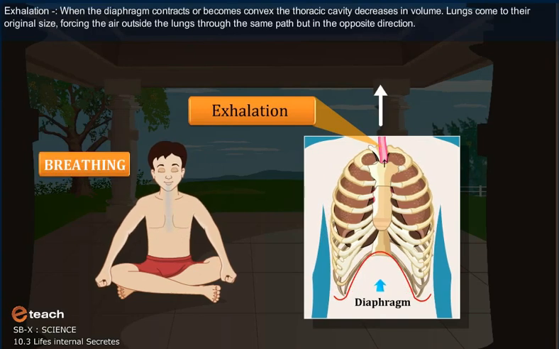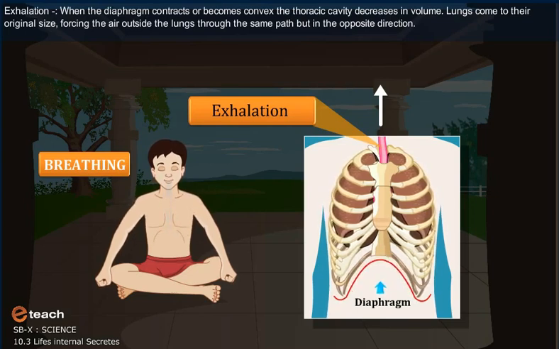Exhalation. When the diaphragm contracts or becomes convex, the thoracic cavity decreases in volume. Lungs come to their original size, forcing the air outside the lung through the same path but in the opposite direction.